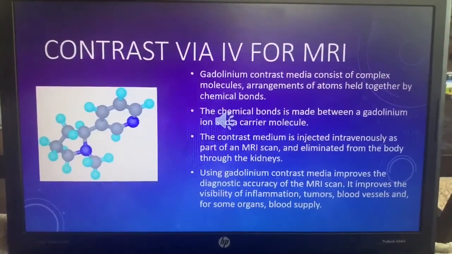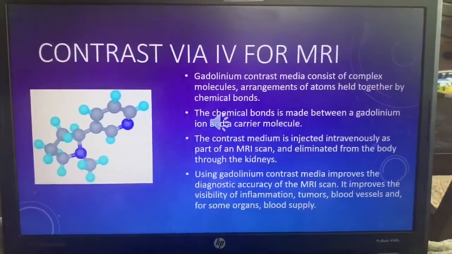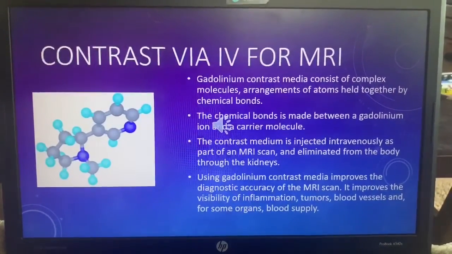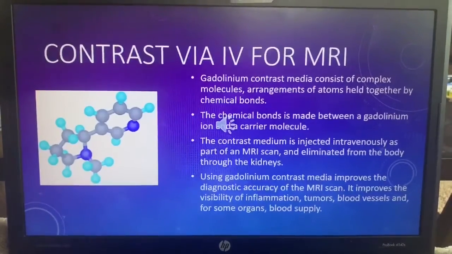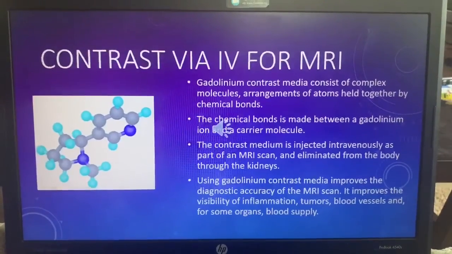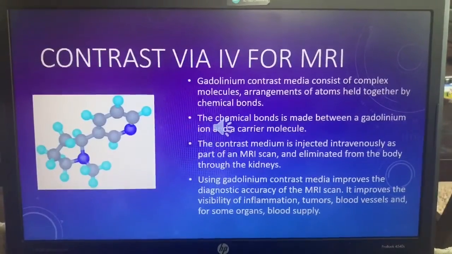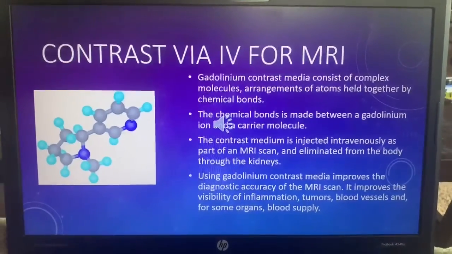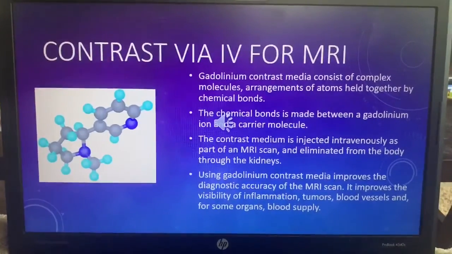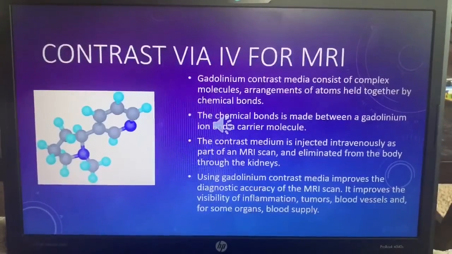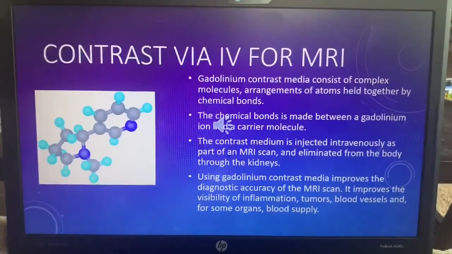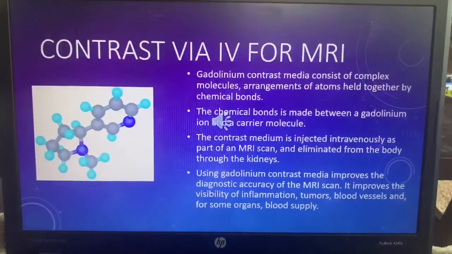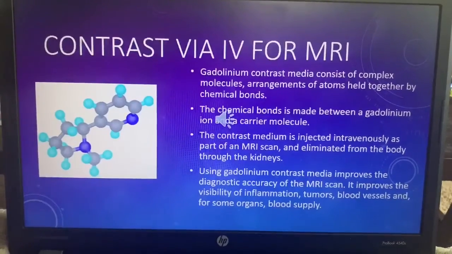Continuing on for contrast agent via IV for MRIs, the gadolinium contrast media consists of a complex molecule arrangement of atoms held together by chemical bonds. The chemical bond is made between the gadolinium ion and the carrier molecule. The contrast media is injected intravenously as part of the MRI scan and is eliminated from the body through the kidneys. Using the gadolinium contrast media improves the diagnostic accuracy of MRI scans. It also improves the visibility of inflammation, tumors, blood vessels, and for some organs, blood supply.